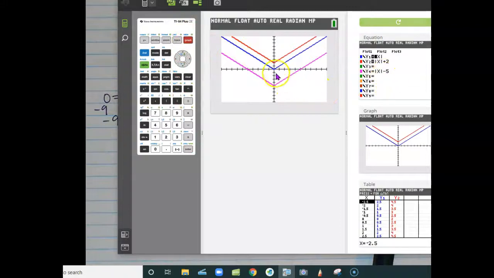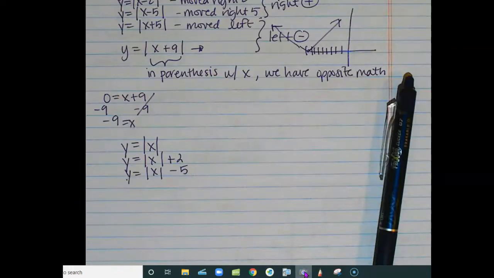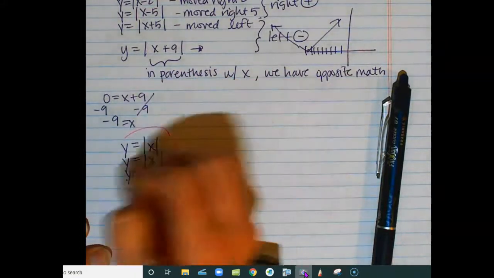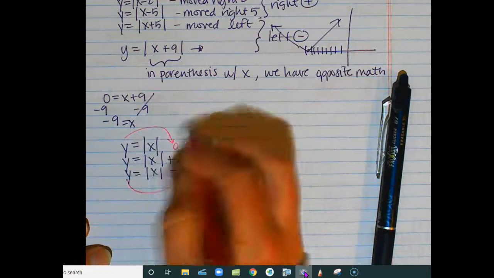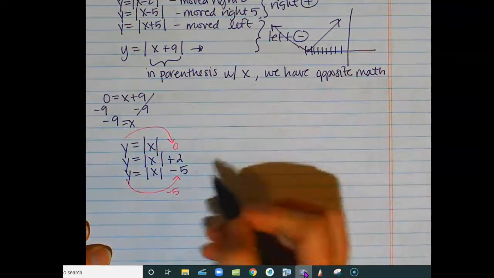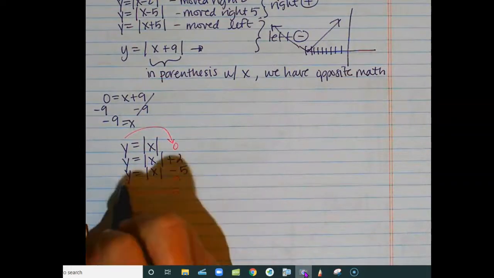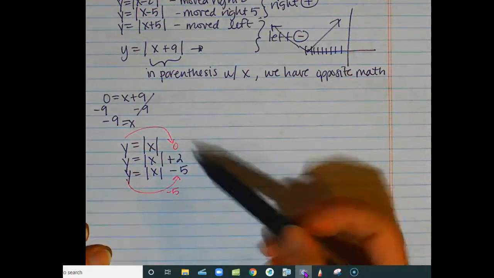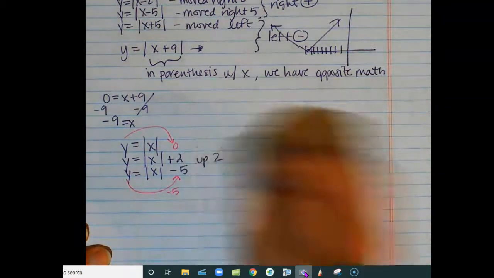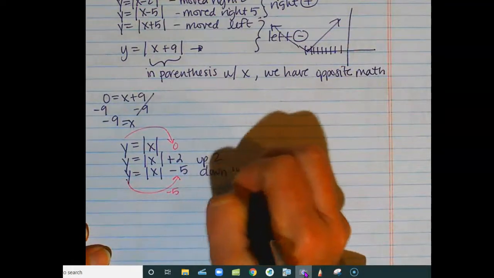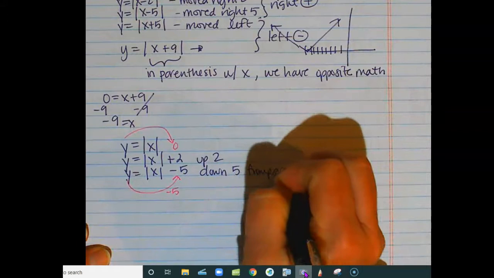And the one that says negative 5 is down here at negative 5. So for the y equals part, this was at 0. This one is at negative 5 for y. So the values on the outside of the absolute value, they relate to y and they're real math. So they don't change. So this plus 2 means up 2 from the parent function. And this negative 5 means down 5 from the parent function.